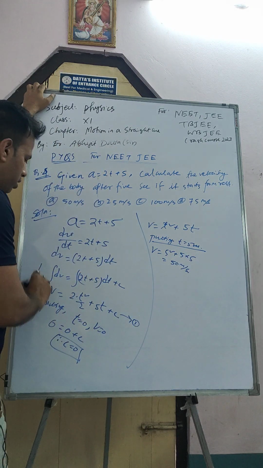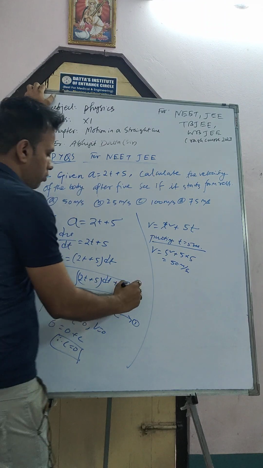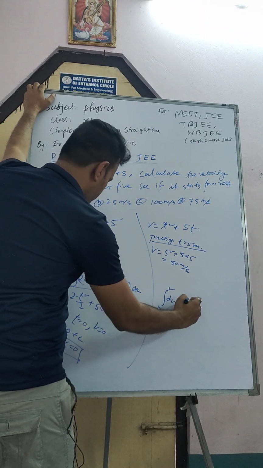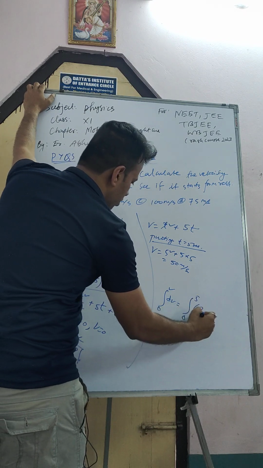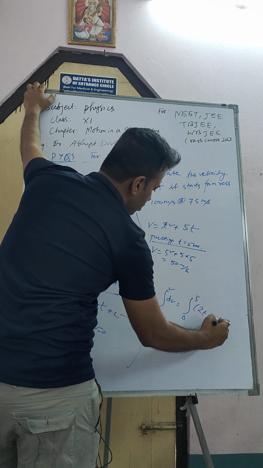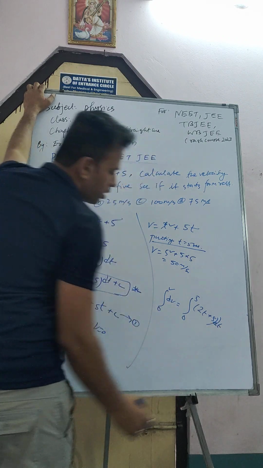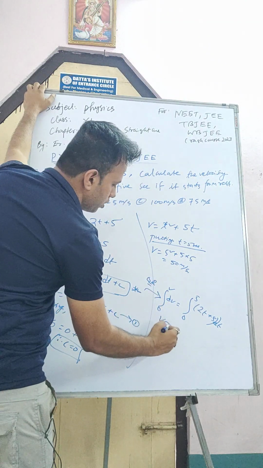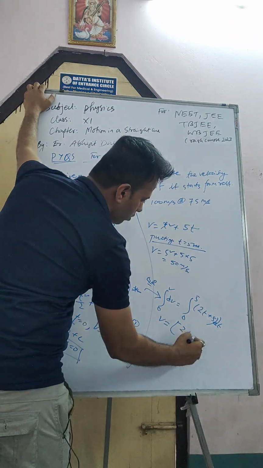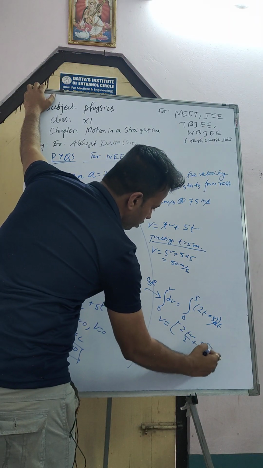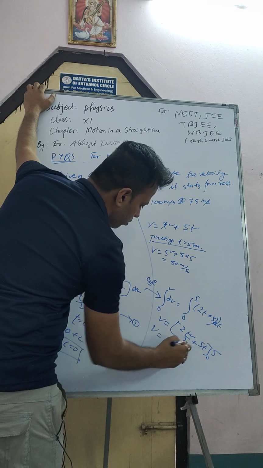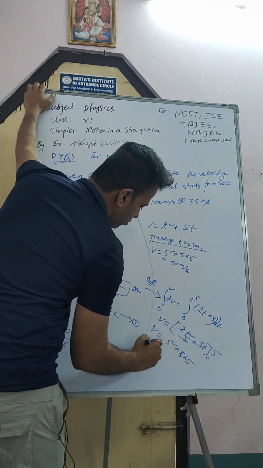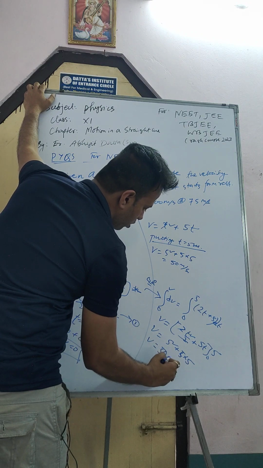Here this part you can do with integration also. There is the integral from 0 to v of dv, and the integral from 0 to 5 of (2t plus 5) dt. If you use a definite integral here, you can do it this way also. This is another method. Here v will be 2t square by 2 plus 5t from 0 to 5, then v equals 5 square plus 5 into 5. So v will be 50 meters per second.